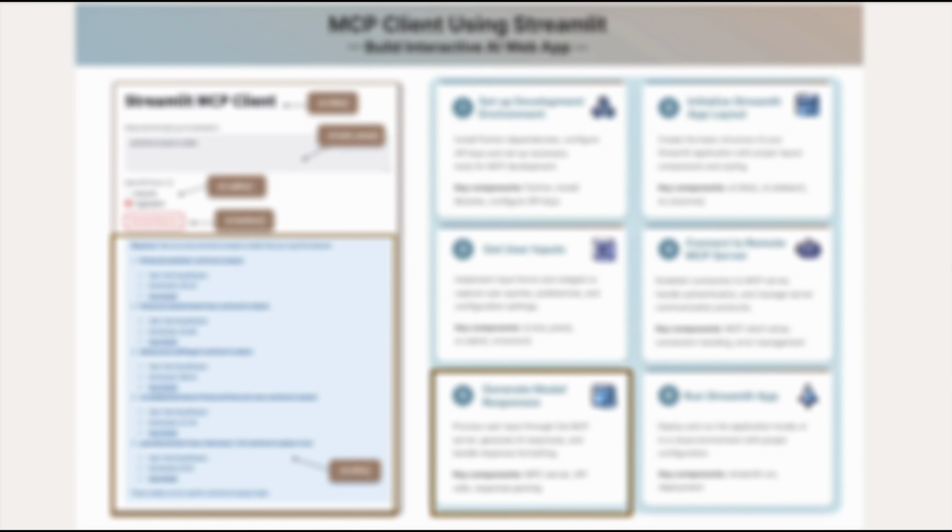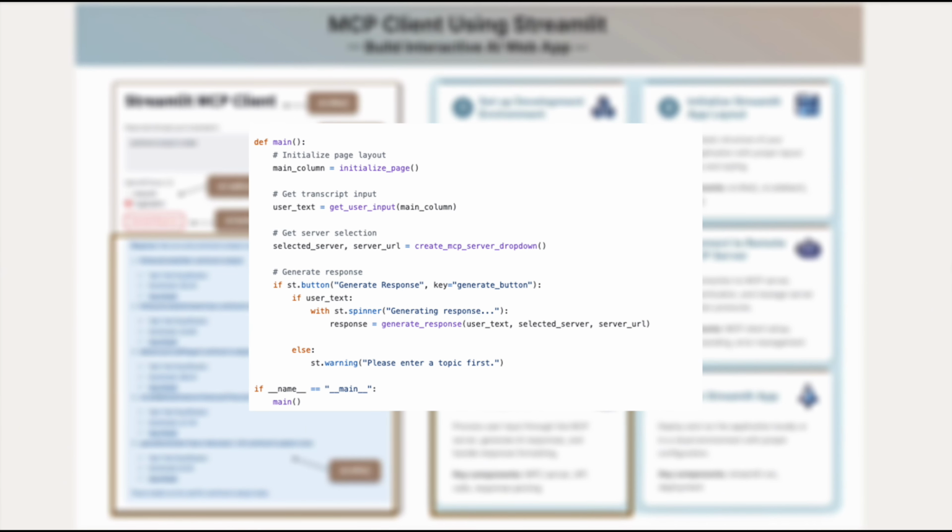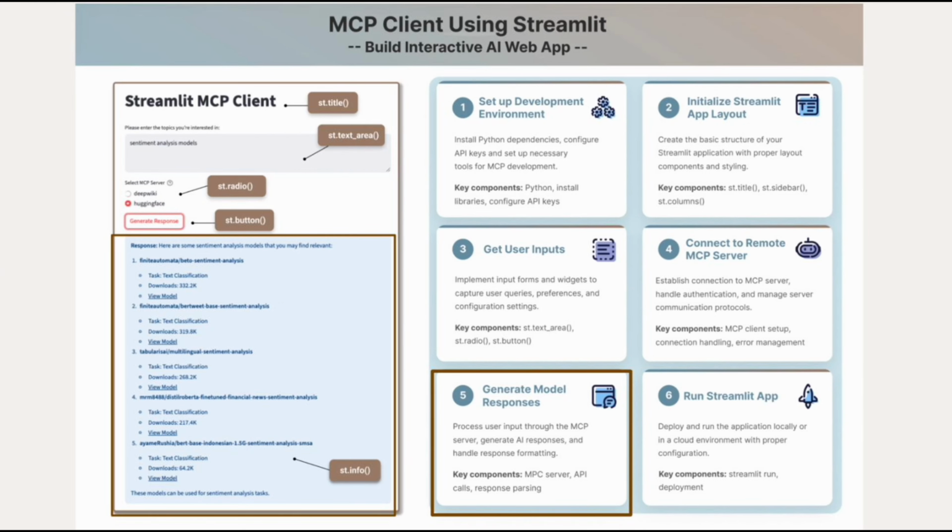In the final step, we need to create a main function that ties all functions together to set up our interface and gather what the user wants to do. Then it creates a button that, when clicked, triggers the generate response function. Before calling generate response though, it checks if the user actually entered any text. If they did, it shows a spinner while processing to give visual feedback. If no input was provided, it displays a warning message instead of calling generate response. This prevents unnecessary API calls that would consume tokens and cost money. Finally, a standard Python entry point ensures that our main function is executed when the script is run.